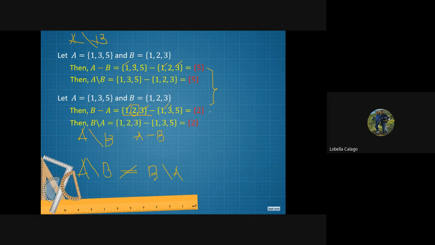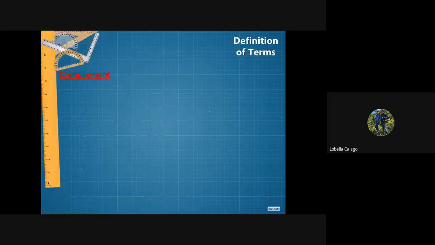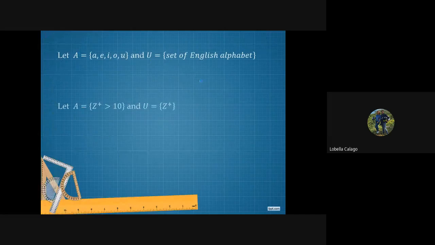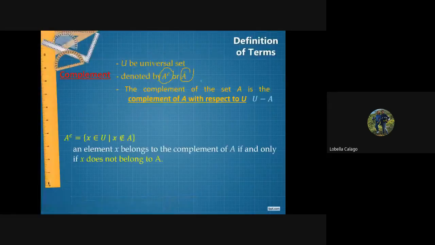Change ko lang yung symbol. Okay, what is also the complement? So, complement ito yung kanyang symbol, complement. So, hindi ko na babasahin yung definition. Didiretso na po ako sa example.